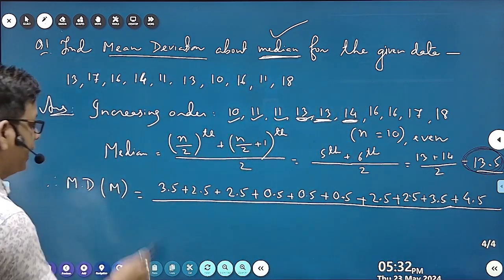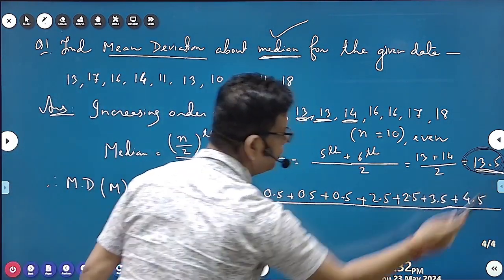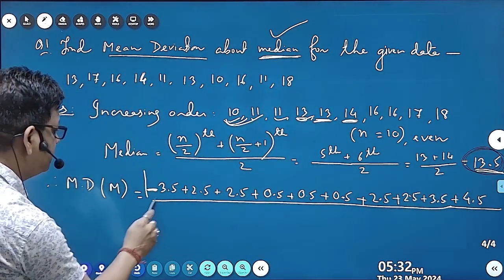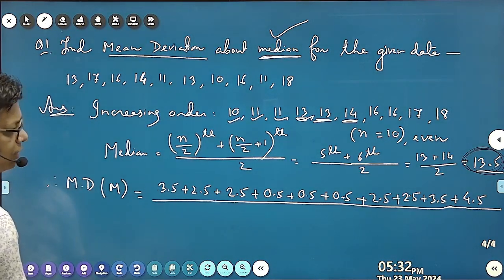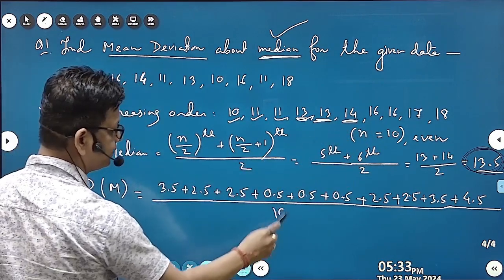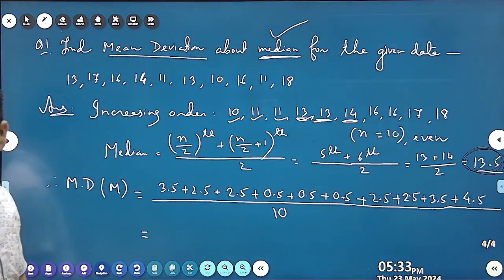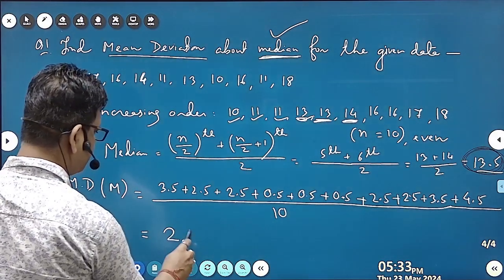So remember, I just repeat once again, we got it in negative. 10 minus 13.5, when you did, we got minus 3.5. But since the modulus has to be taken, it will become plus. So, can you tell the denominator? It is n. So n was how much? n was 10. So just calculate it. That will be the required answer. The final answer is 2.7.